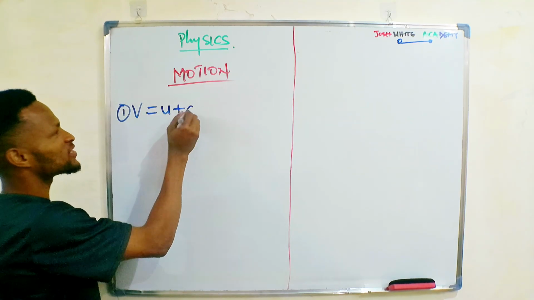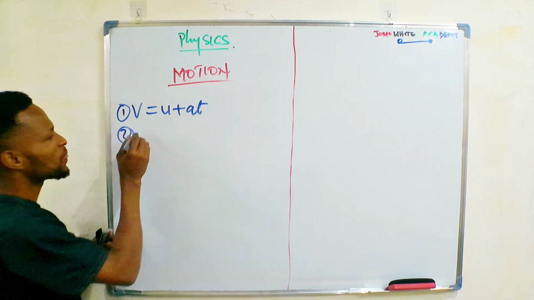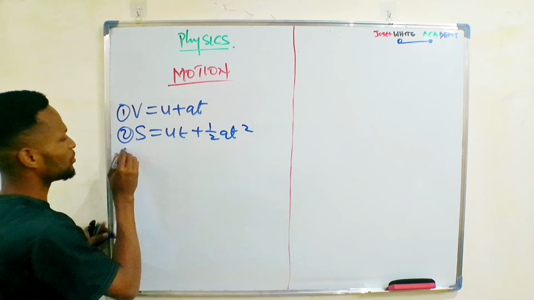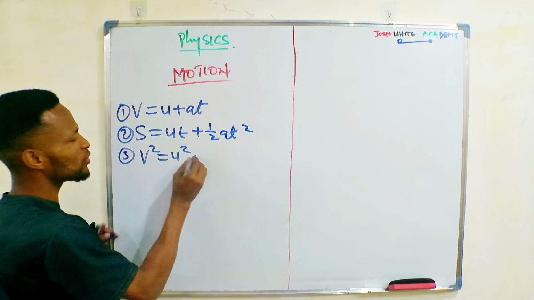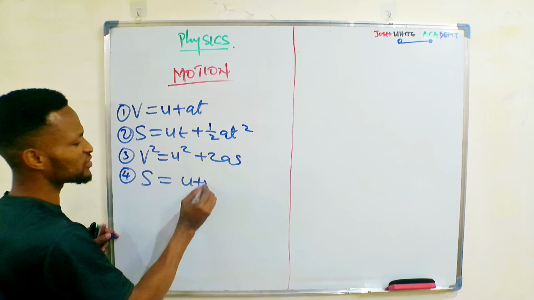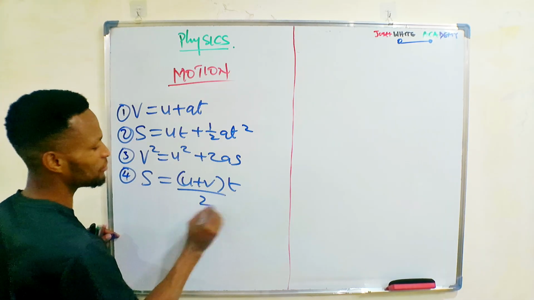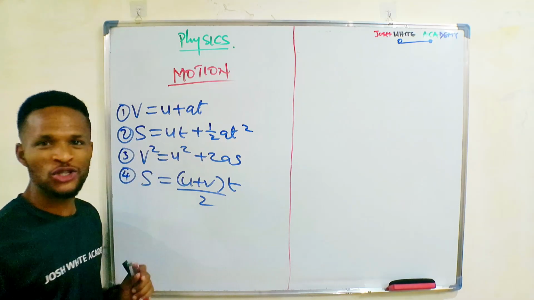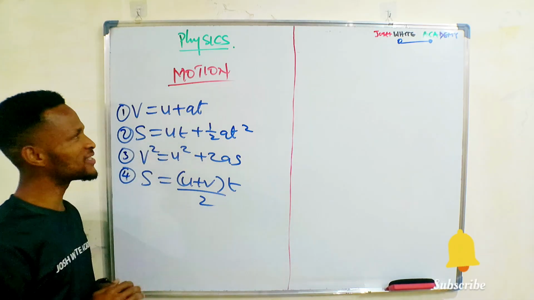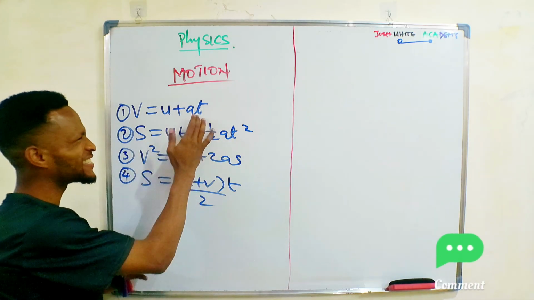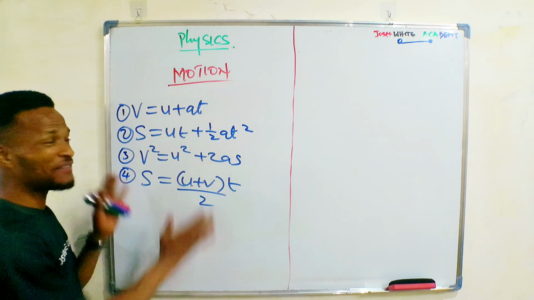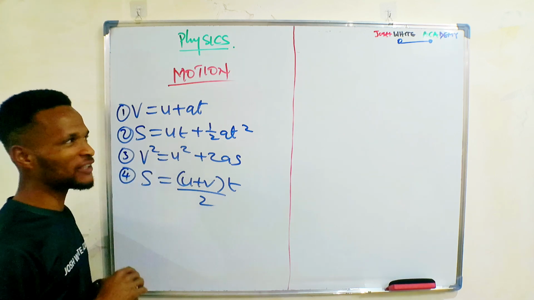Number 1, V = U + at. Number 2, S = ut + 1/2 at². Number 3, V² = U² + 2as. And lastly, number 4, S = (U + V)t / 2. So these are the 4 equations of motion. V is the final velocity, U is the initial velocity, a is acceleration due to gravity, and t is time. S is distance covered. Very important formulas. Take note of them.